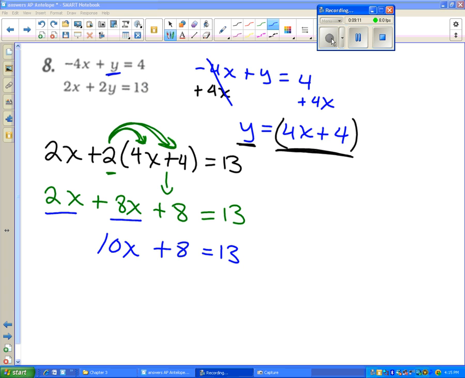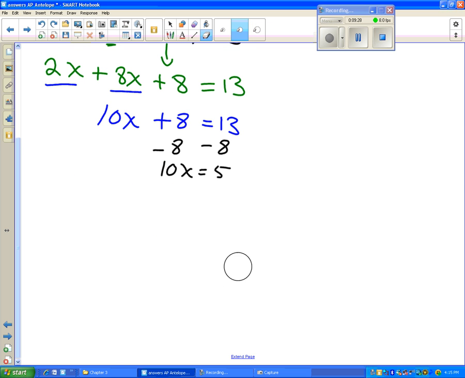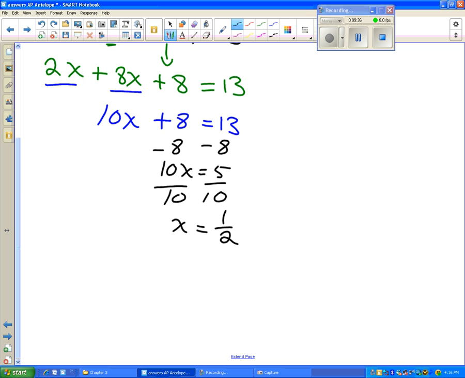I want to continue and solve for x. So I need to get rid of the 8. I'm going to subtract 8 from both sides of the equation. We're going to get 10x is equal to 5. To get x by itself, we're going to divide by 10. X is equal to 5 over 10, which reduces to 1/2.